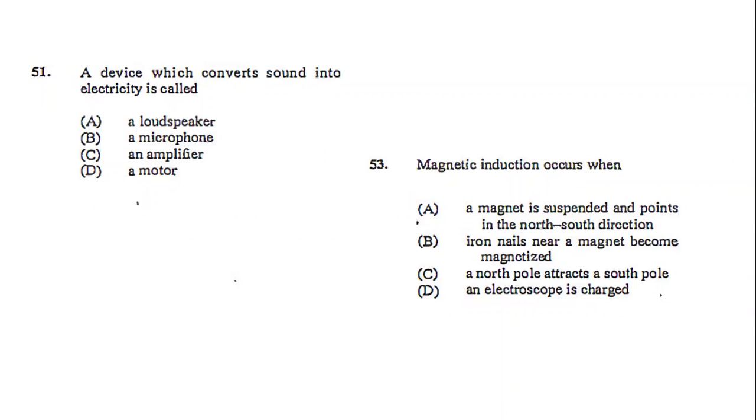So the question asks which device converts sound into electricity. Yes, I'm seeing most persons with that answer. A few of you are saying C. I'm not certain why you're saying C, or you're probably citing C for another question. 51. All right, the answer there is a microphone. A microphone converts sound into electricity.